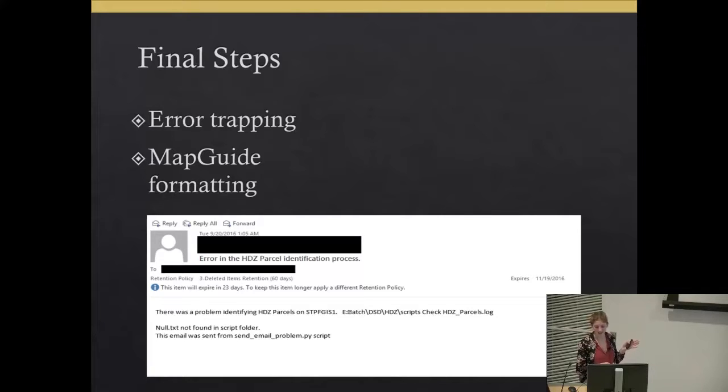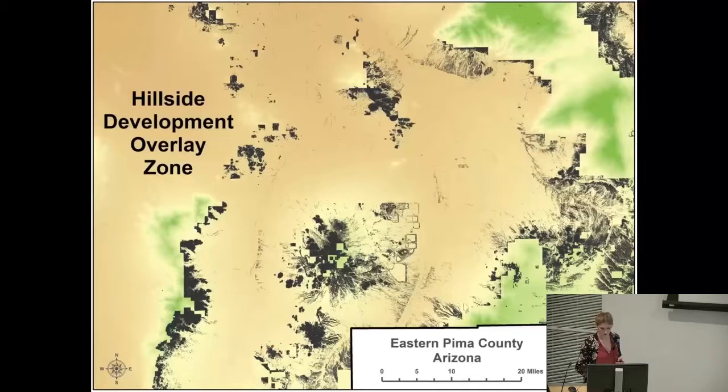The last thing that it does is it takes those results and puts them in a format that can be pushed up to MapGuide, which is Pima County's user interface. So staff can see data layers, they can share it with customers, and certain layers are available to the public. So these are the results.